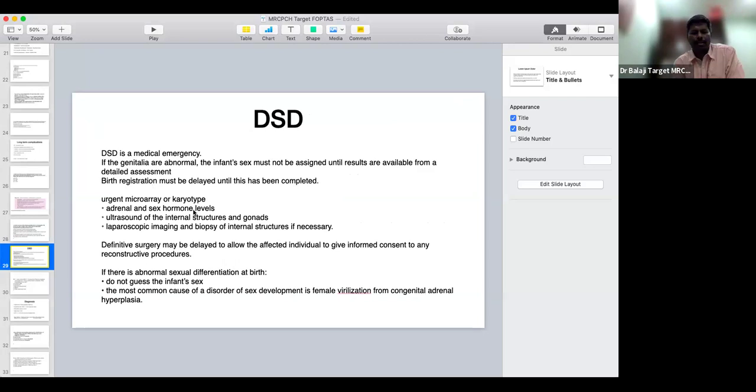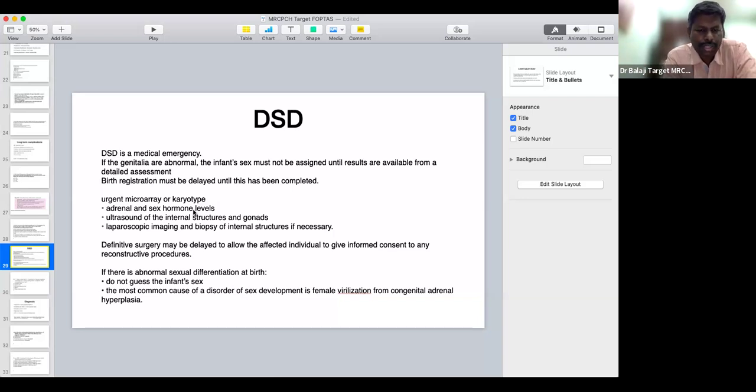DSD is a medical emergency. If the genitalia are abnormal, the infant's sex must not be assigned until the results are available from a detailed assessment. The team has to do a detailed assessment, only then can the sex be assigned. Even birth registration must be delayed until this has been completed. The most important next step is to do the microarray or the karyotyping. We need to know the genetic sex of the child.